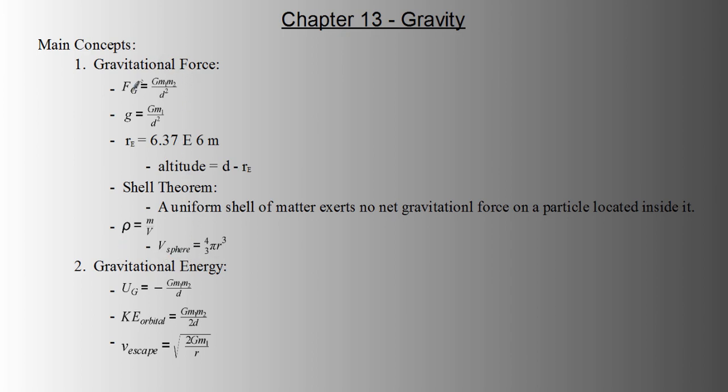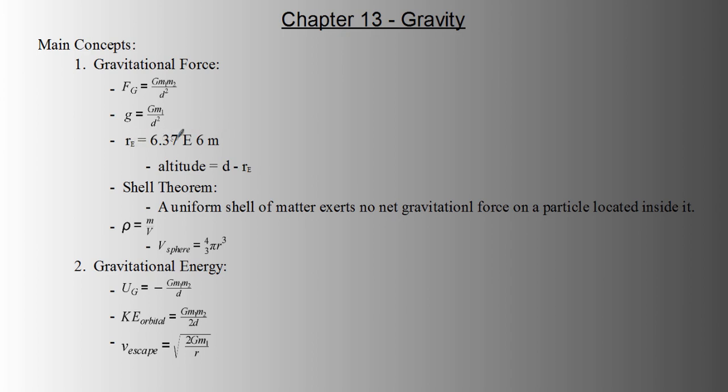So for gravitational force, we have a general expression for force. Fg, force of gravity, equals big G m1 m2 over d squared. And then you can get the acceleration due to gravity on any surface or at any location with just a slight tweaking of this equation. You just basically get rid of one m, and I'll show you how to do that later on in the video.